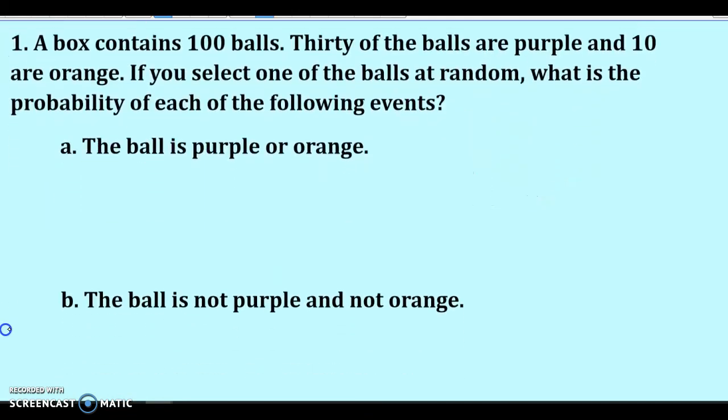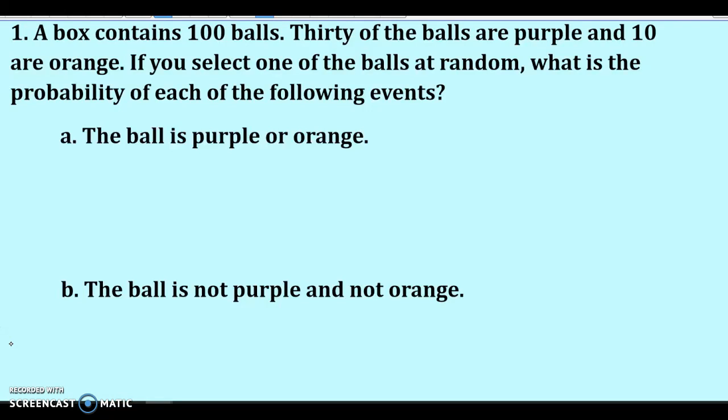Here's another example. A box contains 100 balls. 30 of the balls are purple and 10 are orange. If you select one of the balls at random, what is the probability of each of the following events? So the first one, the ball is purple or orange. So if I'm looking at purple or orange, that's where I add again. So I have the probability of purple plus the probability of orange. That's the probability of getting either of those.